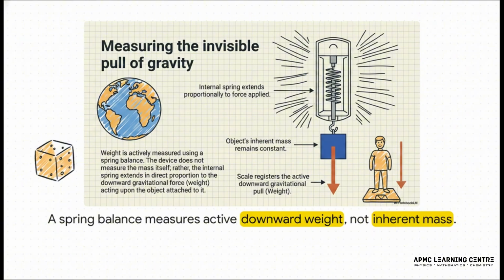Your inherent mass stays completely constant. Instead, the internal spring of the balance is physically extending in direct proportion to the active downward gravitational pull, your weight. The scale is just measuring how hard the Earth is pulling on your matter.